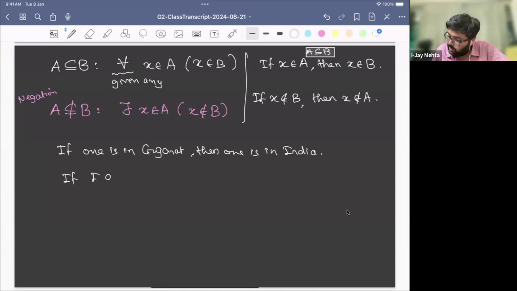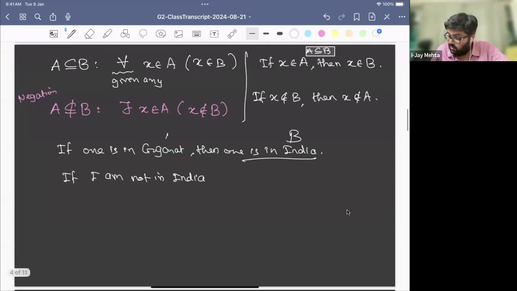If I am not in India, so here the set of people in India is B. Set of people in Gujarat is A. If somebody X is in A, then X is in B. Suppose X is not in India, X is not in B. Then what can you say about Gujarat?